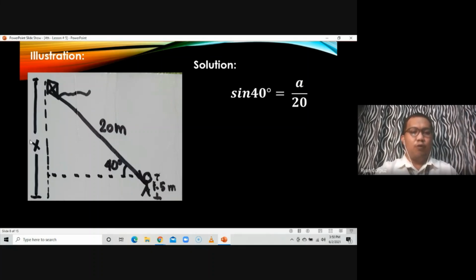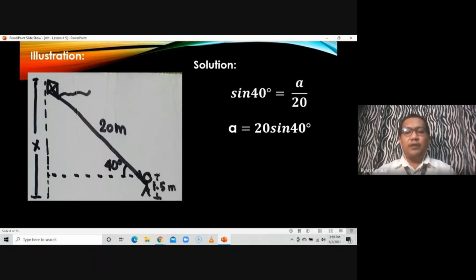Kasi yung x yung buo eh. So let's say this is A over opposite over hypotenuse, which is 20. Then do cross multiplication over 1 yan. So 1 times A is A. Then 20 times sine 40 degrees, we will come up with an answer which is A is equal to 20 sine 40 degrees.